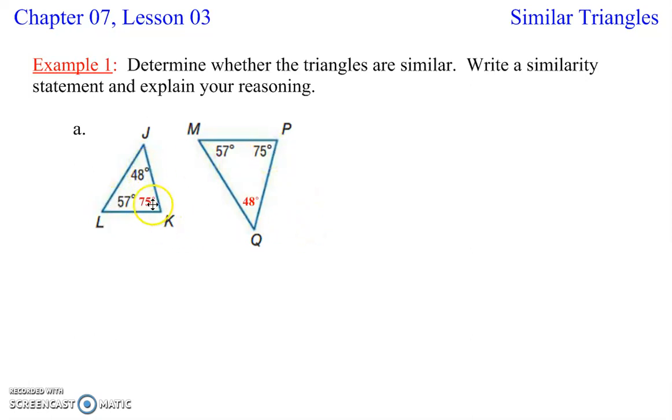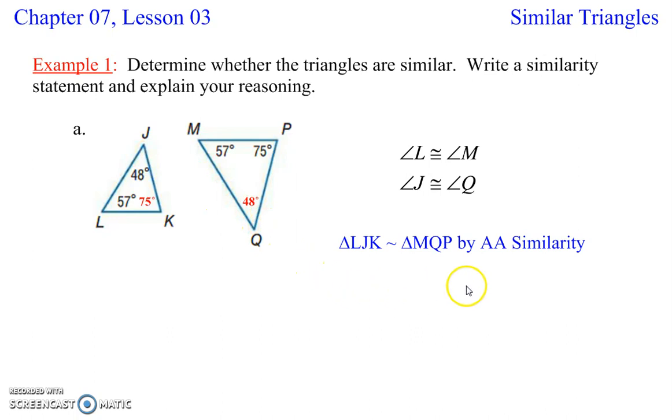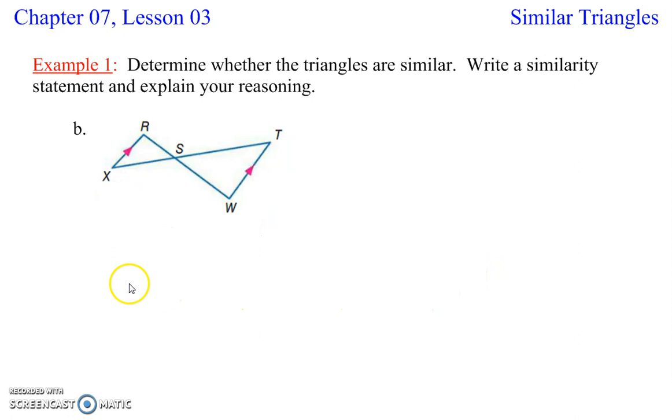However, if you figure out what this angle is, this one has to be 75. So now we do have two angles. Either we could use the 48 here or the 75 there. 57, 75, 57, 75. They are similar because L is congruent to angle M and angle J is congruent to angle Q. So they are similar by angle-angle similarity.